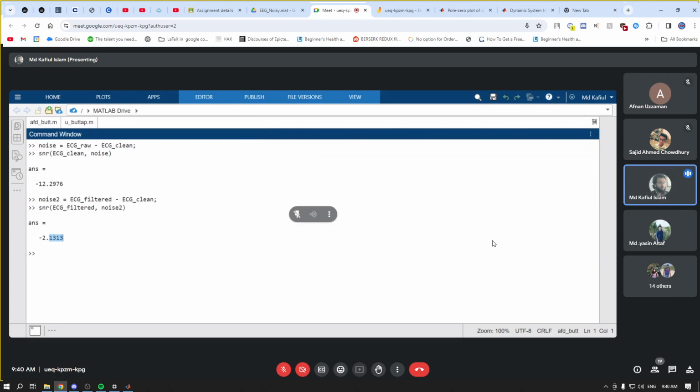Yes, it was minus 12 dB. So now it is minus 2 dB. So what does 0 dB SNR mean? That means the signal and noise power are the same. That's why you get log 1, which is 0, right?